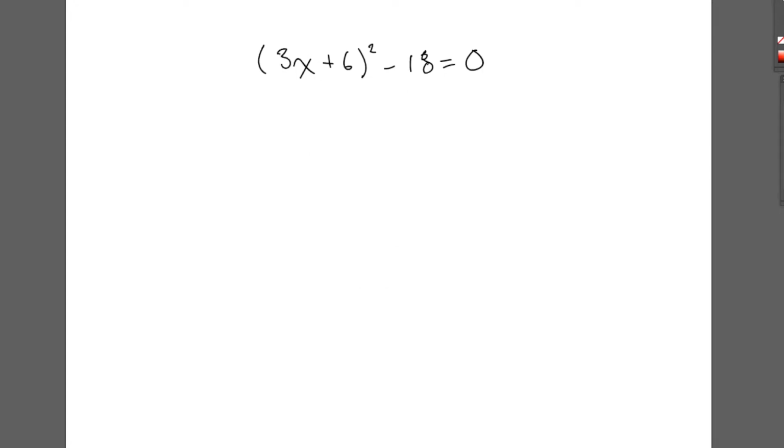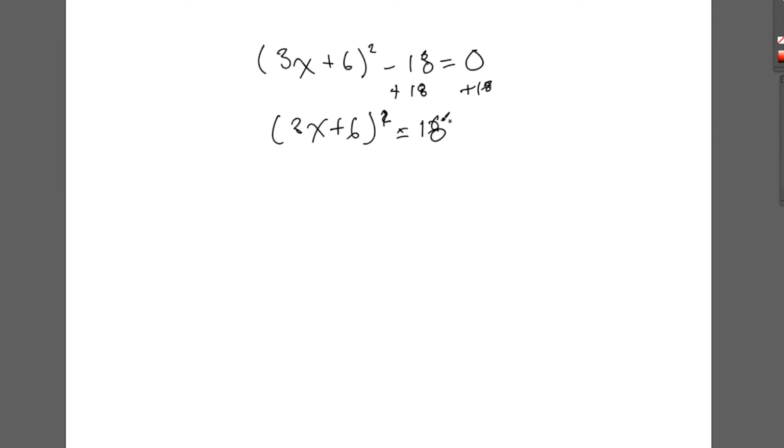Alright, so on to the next equation. We got (3x + 6)² - 18 = 0. There we go. Alright, so first what we're going to do is we're going to flip this. So it's going to be plus 18 right here, plus 18. So then the equation becomes (3x + 6)². Oh, hold on. Alright, there we go. Handwriting looks a little bit horrible, but it's all good. Alright, so that'll become the equation.